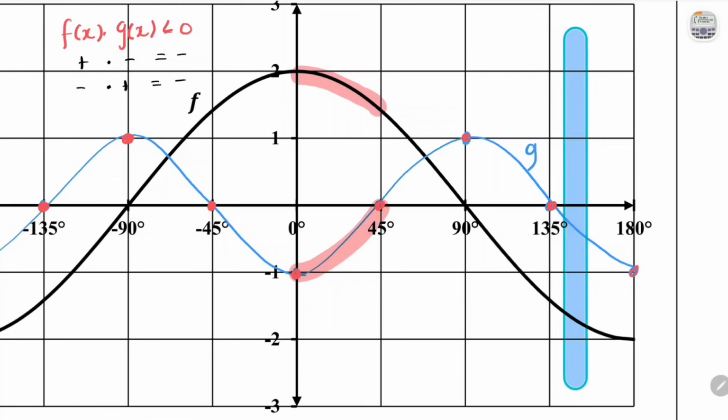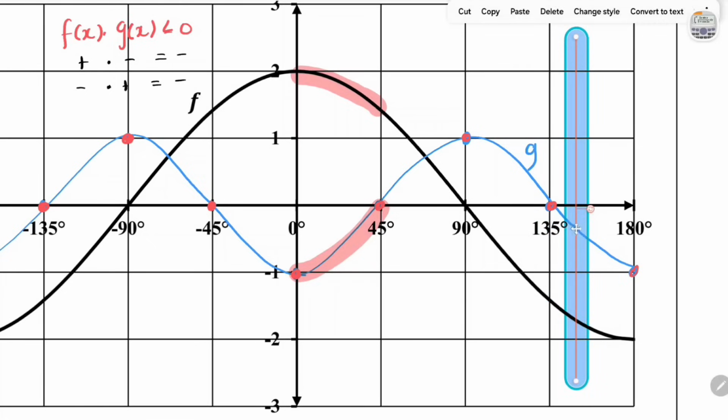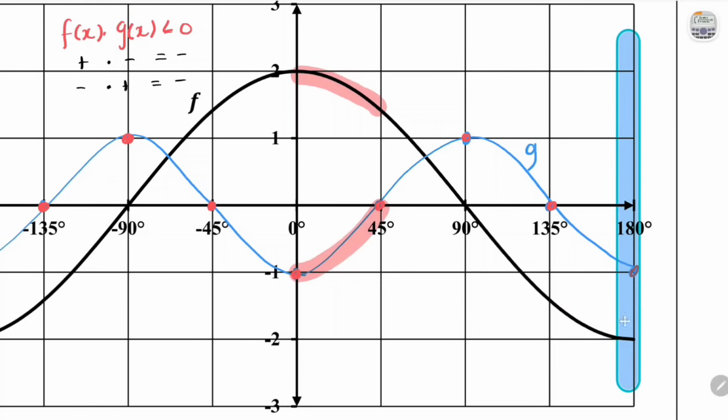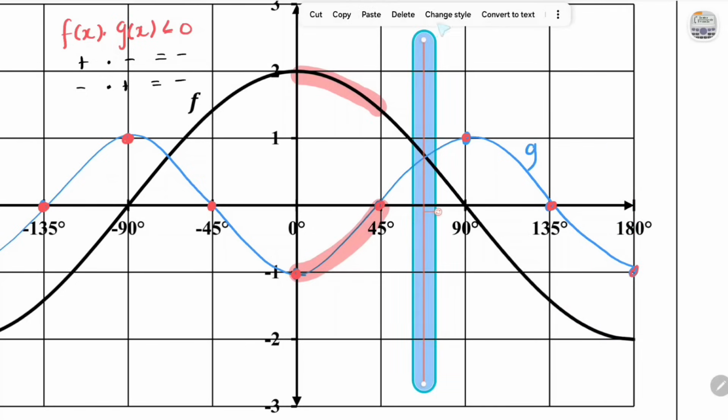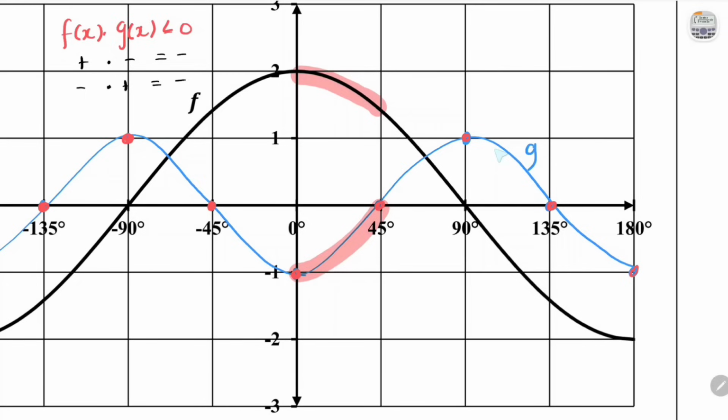And as we keep moving to the right, now you can see here that the graph of g has a negative y value, while the graph of f has a negative y value. It does not work there. Okay, that's a negative times a negative, which is a positive. We're not looking for that. So we can see that we have reached the end of where it works. Okay, so now we're going to highlight that last part. It worked all through here, okay, for both graphs. There we go. And then it stops at 135 degrees and doesn't go any further.